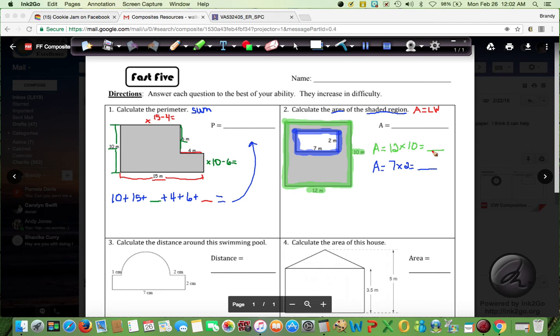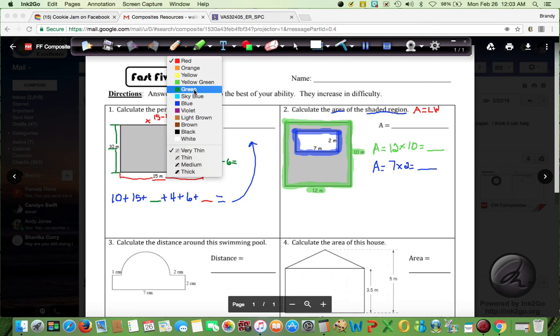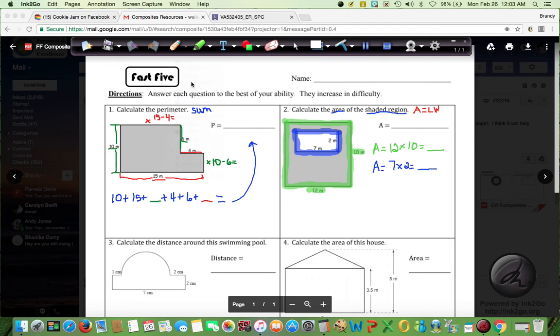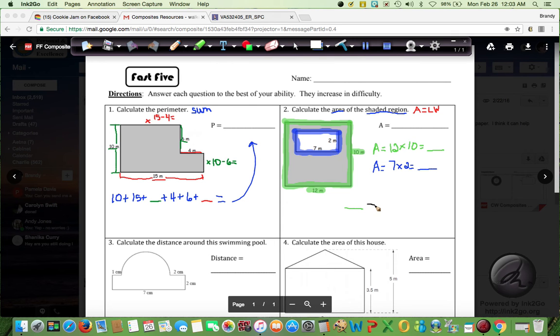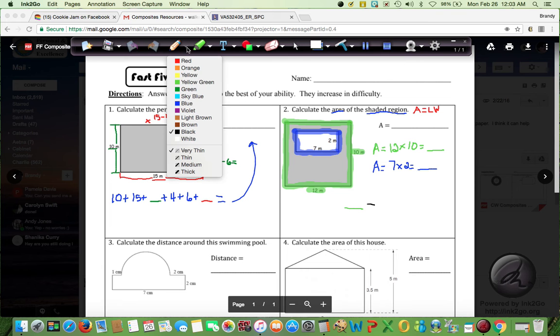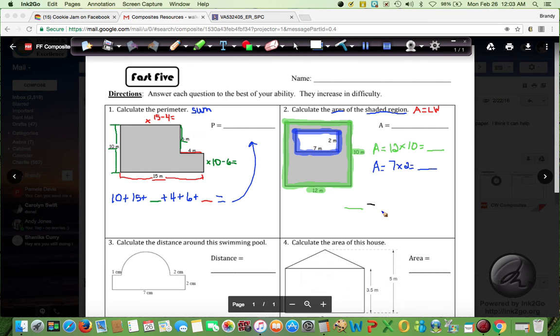Once you get these two numbers, it's like we're cutting this piece out of the bigger rectangle. So if you think about a piece of paper and you want to cut the middle out, you're not going to add these two together because we're not putting more on top of it. We're taking something out. So we are going to take our green rectangle and we are going to subtract our blue rectangle. Does that make sense? Okay, and that's going to give us our answer.